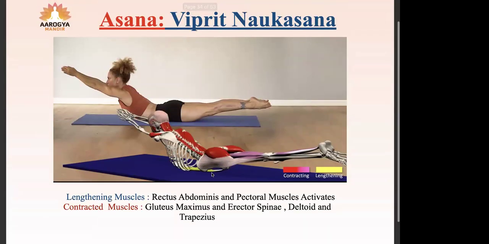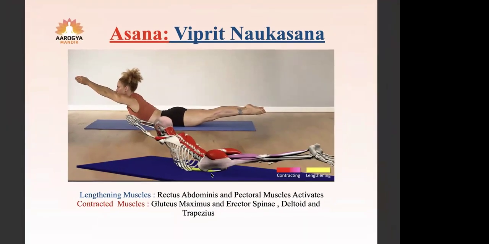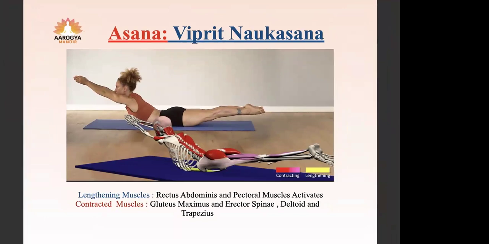Now coming to the complementary, either you practice Shalabhasana or you do Vipreet Naukasana. This posture is also called Shalabhasana in some of the books, but let's learn it as Vipreet Naukasana. In this Vipreet Naukasana, let's find out quickly what are the muscles which are getting contracted and what are the muscles which are getting stretched.